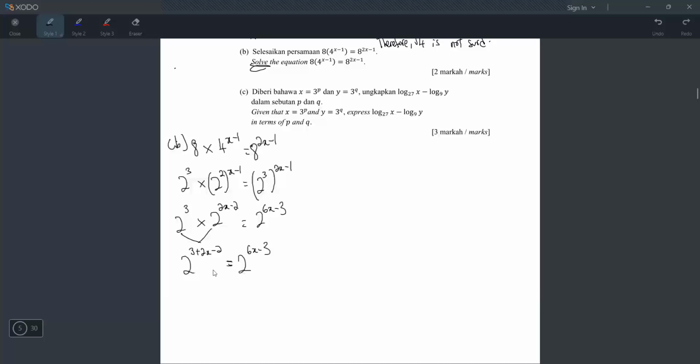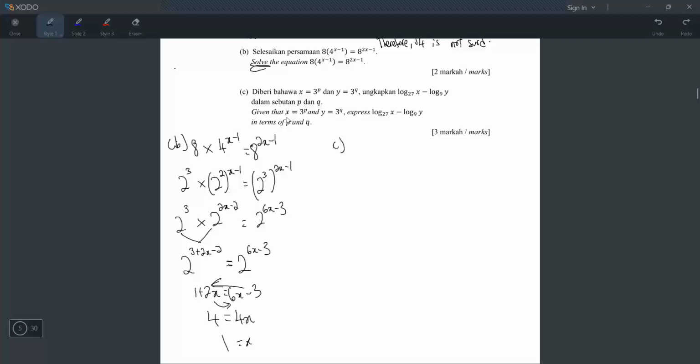So, if the base is already the same, then the power should be the same also. It means I can write 3 plus 2x minus 2, or 1 plus 2x, equals 6x minus 3, because 3 minus 2 is 1, right? And now I can find x. Plus 2 moves there and becomes minus 2. 6 minus 2 is 4x. Minus 3 moves there and becomes plus 3. 1 plus 3 is 4. So x is equal to 1. Okay, that's how you do it.